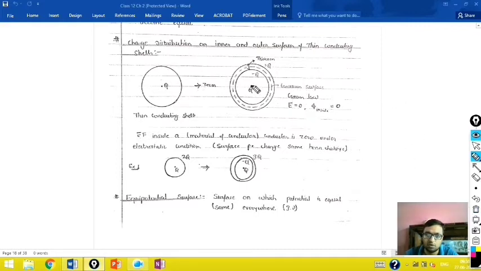Then in that case, suppose plus q charge is kept at the center, then minus q will appear on the inner surface, you know it by induction, and plus q will appear on the outer surface, and this is the thickness. Why does this happen? Because inside the material our electric field should be equal to 0. For that it is necessary that induction of charge will take place. You have proved all these things with the help of Gauss law.